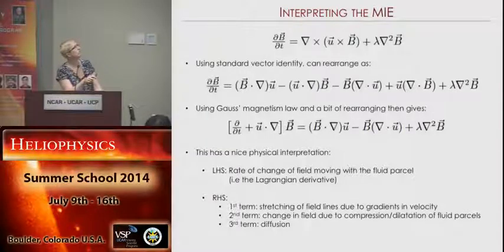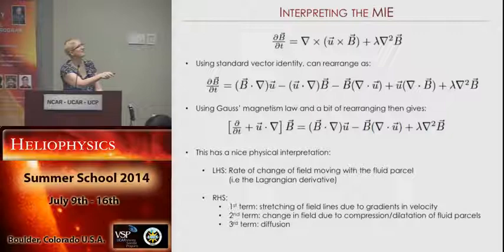But you can use vector identities to rewrite del cross U cross B in terms of dot products. Okay? So del cross U cross B is B dot grad U minus U dot grad B minus B del dot U plus U del dot B. Okay? 4 terms. One of these terms is 0 automatically. Which one?